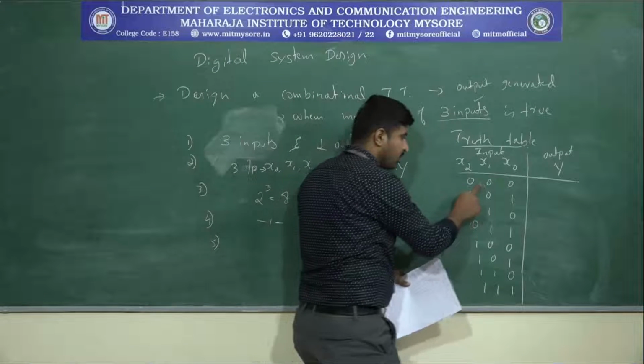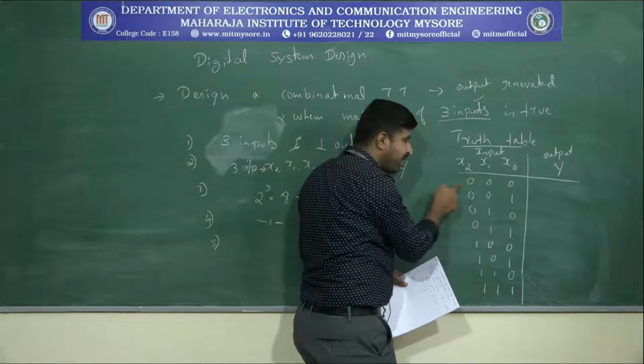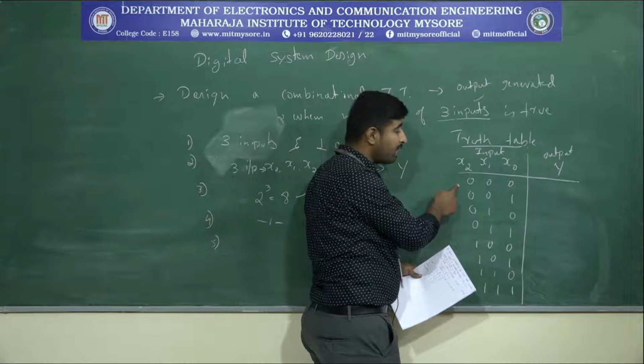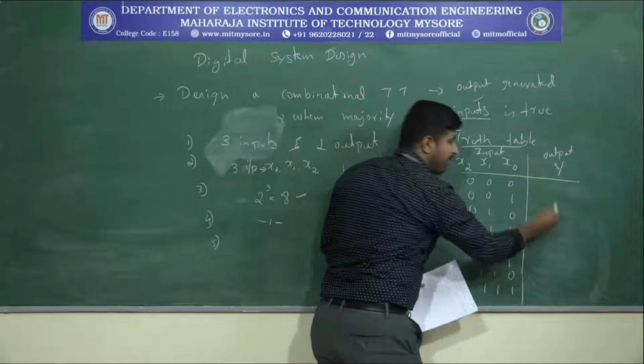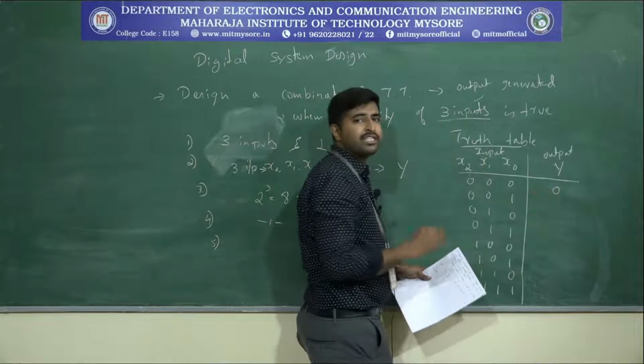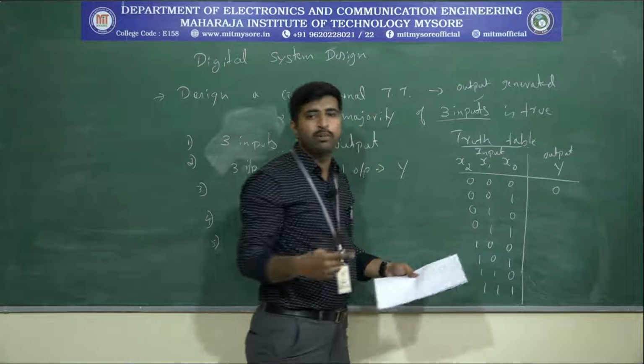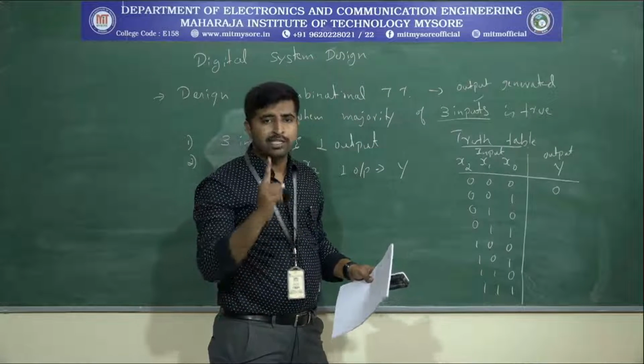So let's see that one. 0, 0, 0. We don't have any input that is true. That means there is no majority of the inputs true, so output will not be generated. Not generated means it will be 0. Output is generated means output will be true. Output is true means output is 1.